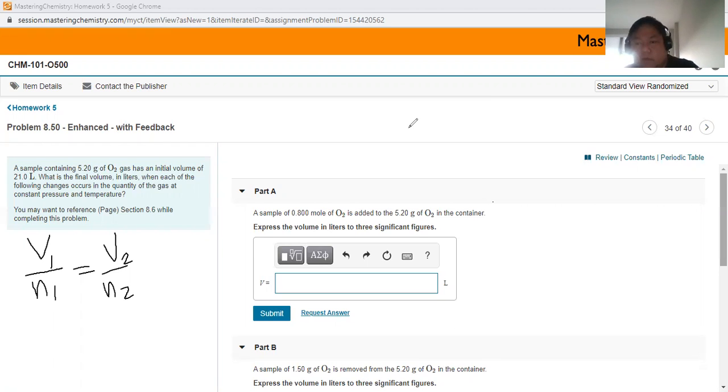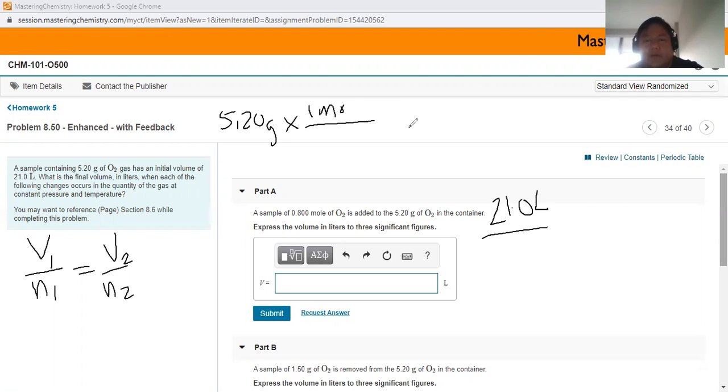Our V1 is going to be 21 liters. That is going to be our V1. And our N1 is going to be 5.2 grams of oxygen. Now, like I said, we have 5.2 grams of oxygen, but we need to convert that to moles. So 1 mole of O2, if you go to a handy dandy periodic table, an oxygen atom weighs 16 grams. Therefore, since I have 2 oxygens, it's O2, this should be 32 grams of O2.